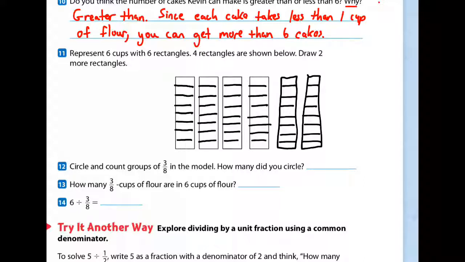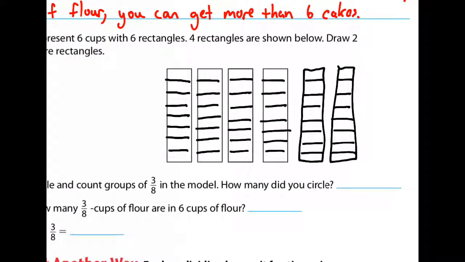Now, in 12, remember it says circle and count groups of 3/8 in the model. How many did you circle? So I'm going to start you off. I'm going to switch to a different color. So I'm going to circle a group of 3/8. See, there's 3 of them. Here's another group of 3/8. Now for this next one, I have to get this one, and then one over here in order to get 3/8.